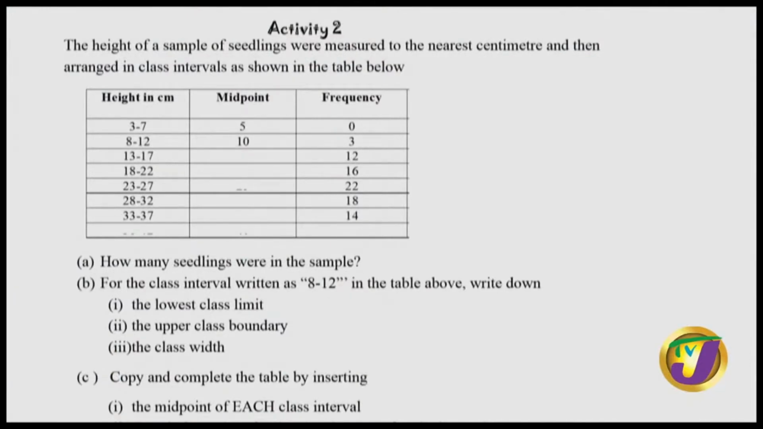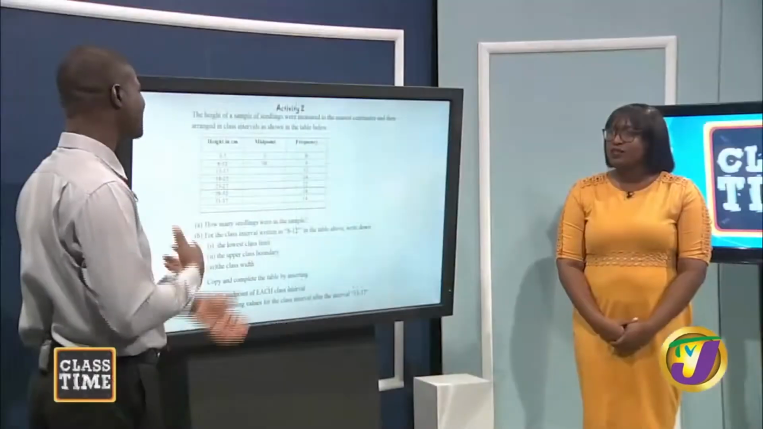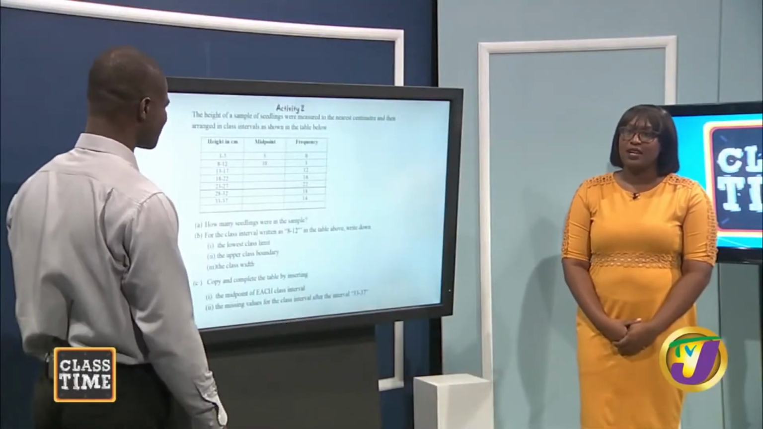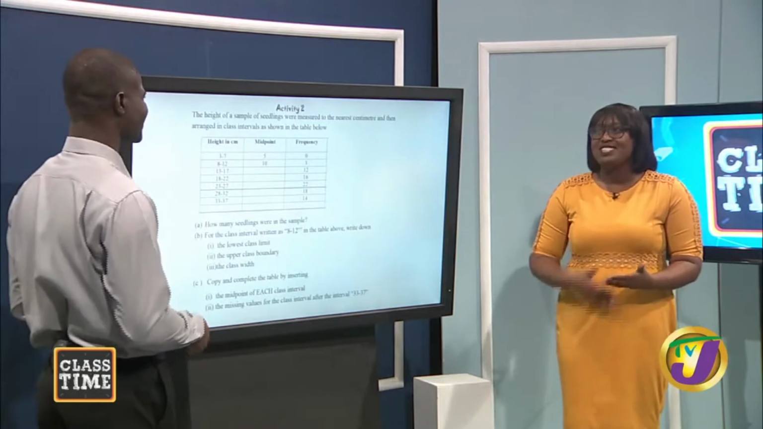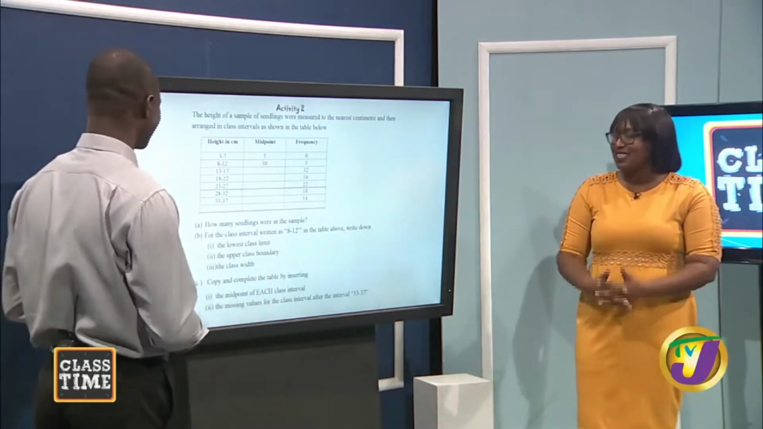While in 8 to 12 centimeters, in that band, we would have 3 seedlings that fall in that range. So if we are going to find how many seedlings were actually in the sample, we would have to find the sum of the frequency, which is really what we are talking about. Which other word could we use? Cumulative frequency. Okay, right? And cumulate, you know, to add up as we go along.